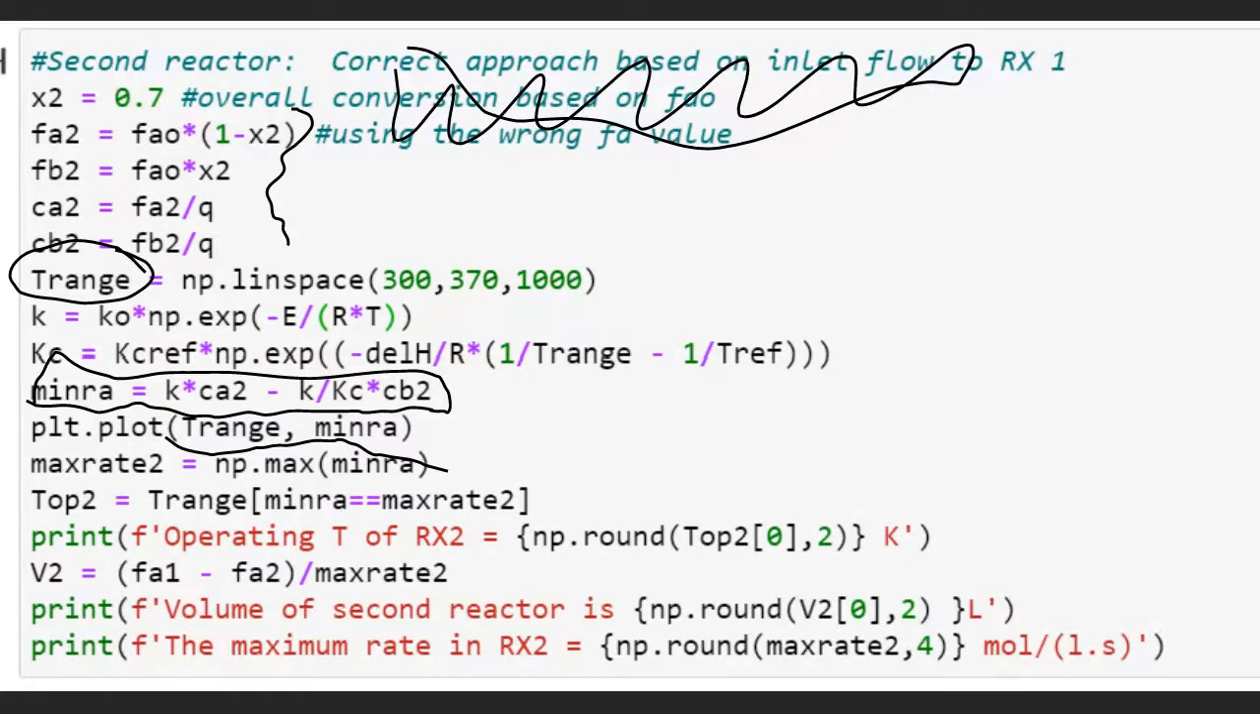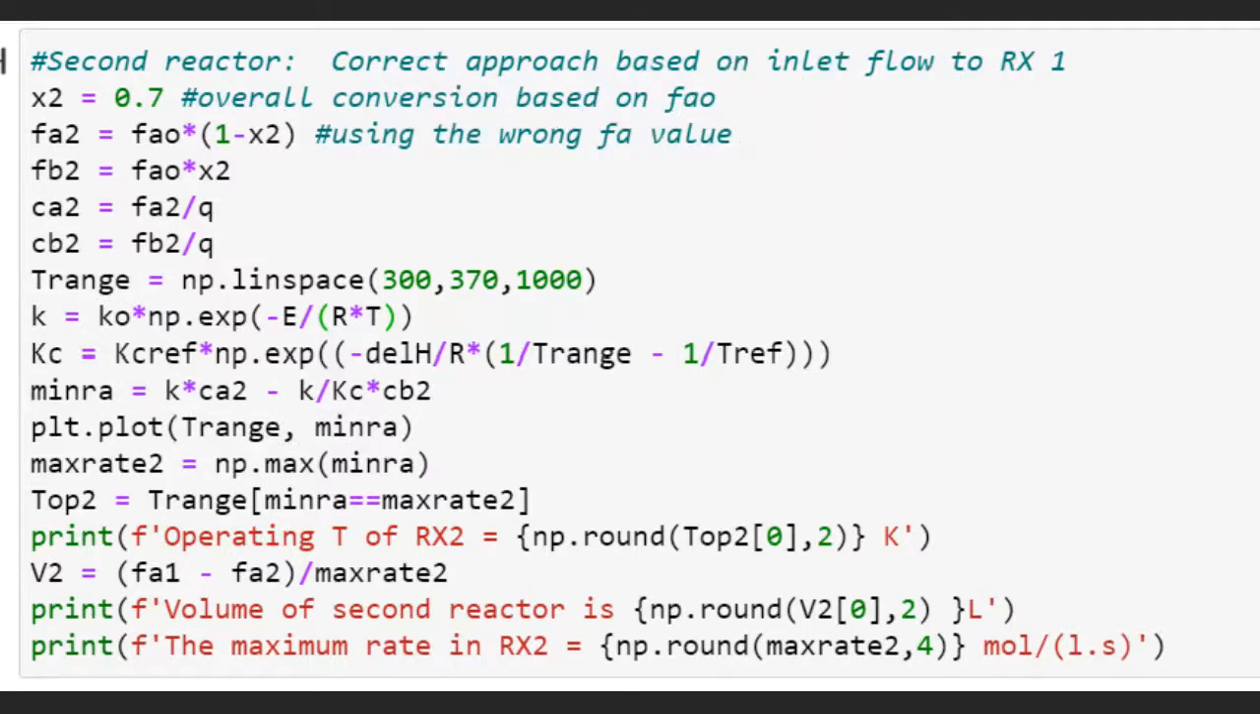No, in this case, I am using the correct conversion, because I've set x2 as 0.7, so that's the overall conversion based on FI0. So it's legit here for the second reactor to use FI2, the overall one. Okay, thank you. But that's not the mistake. It's a much sillier mistake.